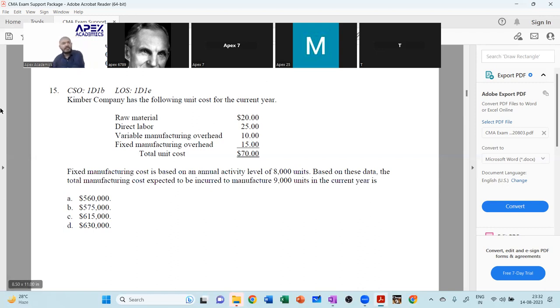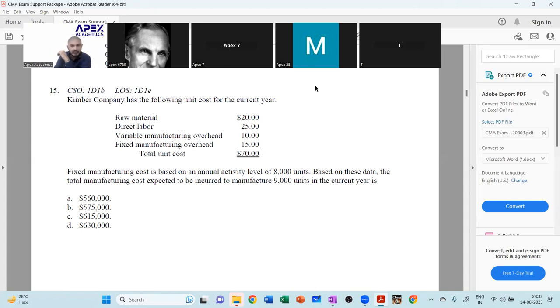Apart from that, what do we have? We have variable manufacturing overheads and we have fixed manufacturing overheads, taking our total unit cost to $70. Now, the fixed manufacturing cost is based on an annual level of 8,000 units of activity. Based on this data, the total manufacturing cost expected to be incurred to manufacture 9,000 units in the current year will be how much?